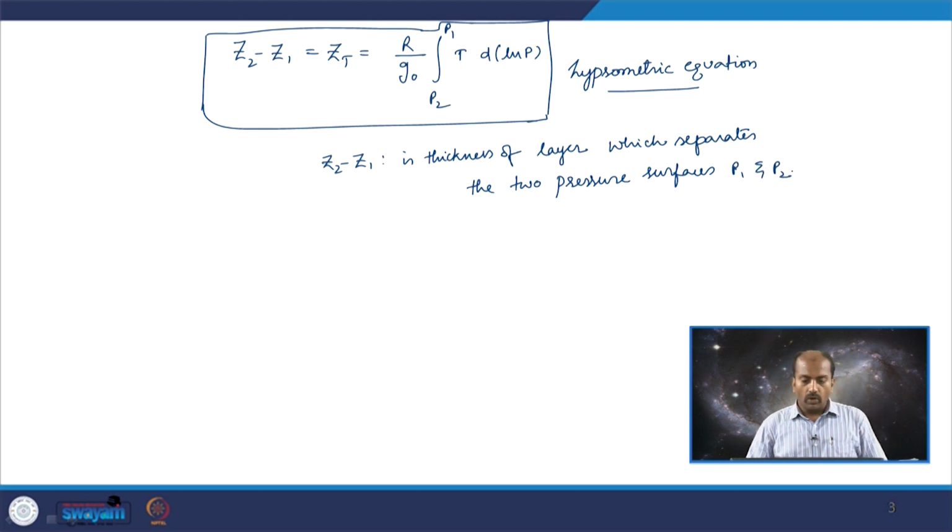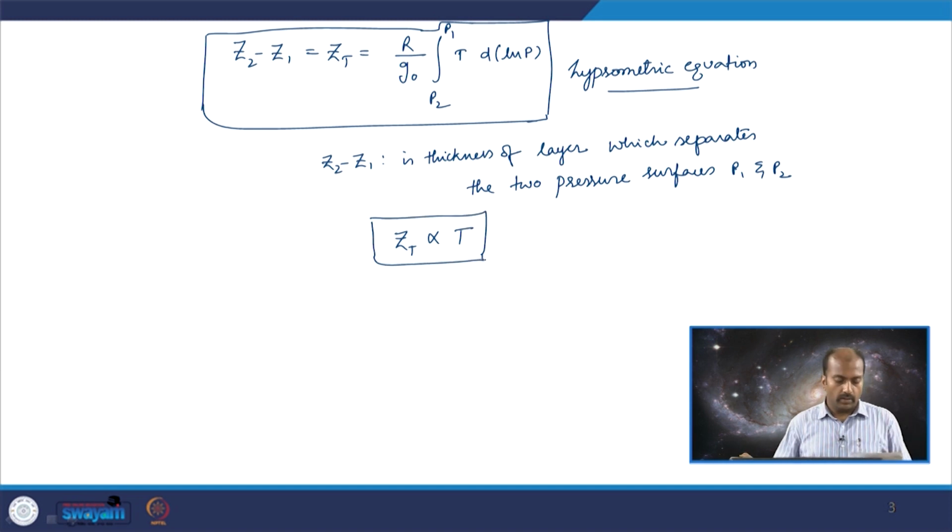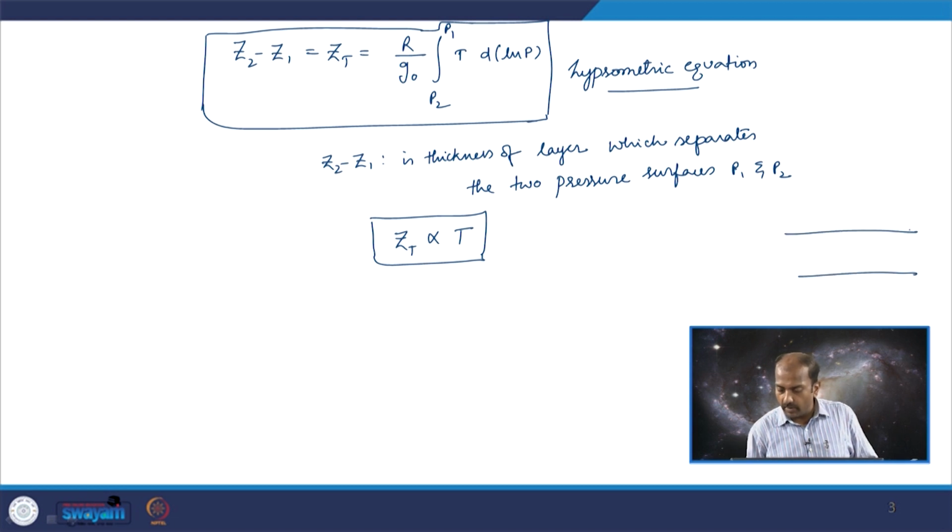That's it. So now what you can see is that the thickness of this particular layer of atmosphere seems to be proportional to temperature. Right. So the essential point that you should understand is, if you have two pressure surfaces and you define this to be a surface, any point on this surface is isobaric. That means any point on this line is at the same pressure. So there are no variations in the pressure as long as you are moving horizontally, but there is a variation in pressure when you move vertically. Right. So this pressure surface is defined at a pressure P1 and P2.